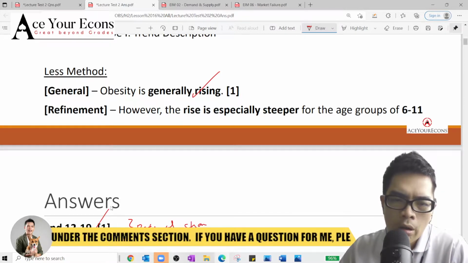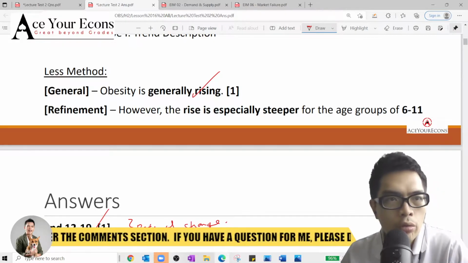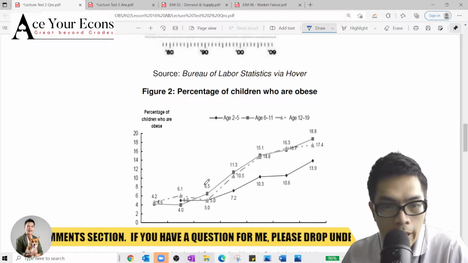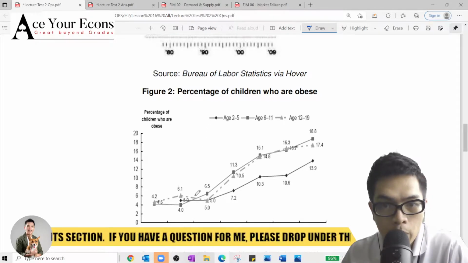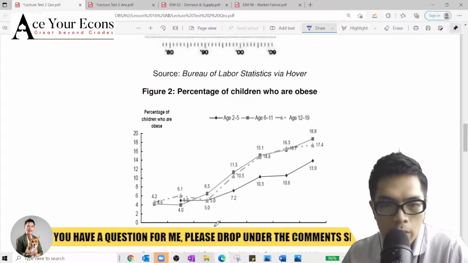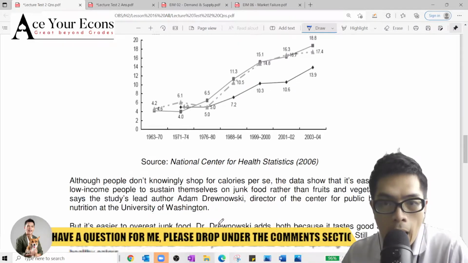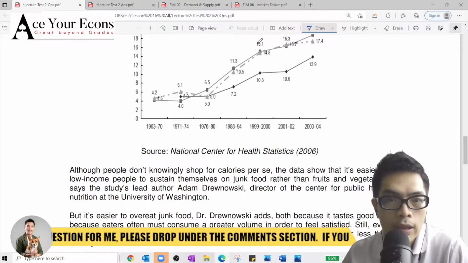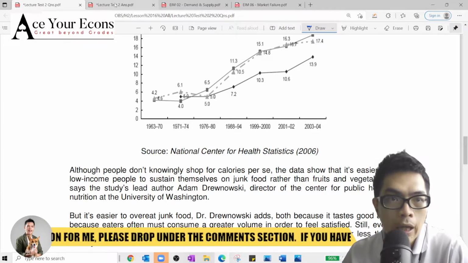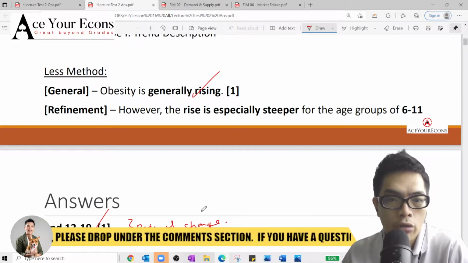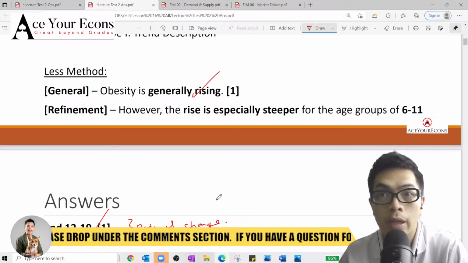There are some students who brought up a reversal. The reversal is actually very slight. But if you brought up a reversal for ages 12 to 19, between 1971 and 1980, I will consider that correct. But like I've said, always state the obvious. This one is more obvious: specific age groups experience a sharper rise.